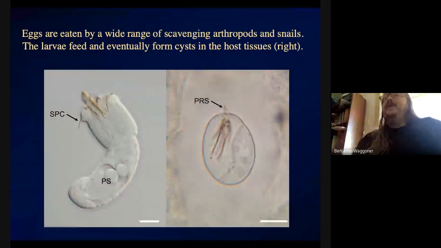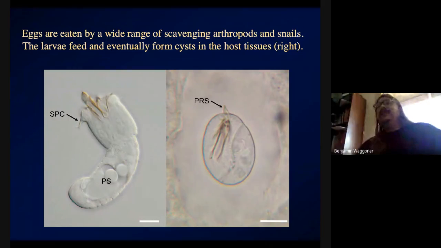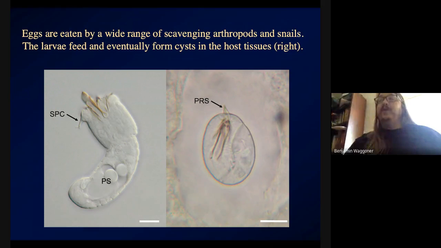The eggs get eaten by a wide range of scavengers. They can be eaten by insect larvae. They can be eaten by snails. The larvae feed inside. Over on the left, that's a larva. And eventually they will form a dormant stage in the host tissues called a cyst. And there's a cyst on the right.